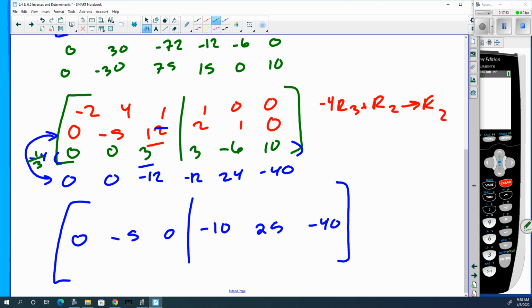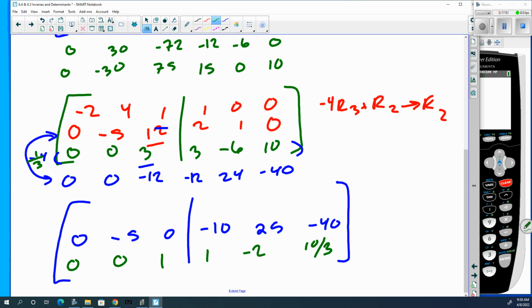So if I do 1/3 right here and make that my new bottom row, it will become 0, 0, 1, and then 1/3 times 3 is 1, 1/3 times -6 is -2, and then this one will be 10/3.